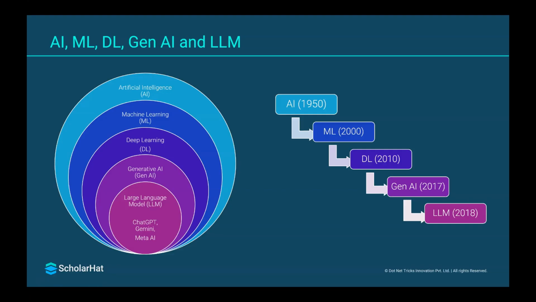Things started many years back. It started somewhere around 1950 when the AI concept was introduced. Then machine learning came in 2000, very late. Then deep learning came in 2010. Gen AI came in 2017. LLM came in 2018, but it became popular after 2022. When GPT came, when GPT-2 came, after GPT-3, things became much more popular, much more viral. But the things started many years ago.